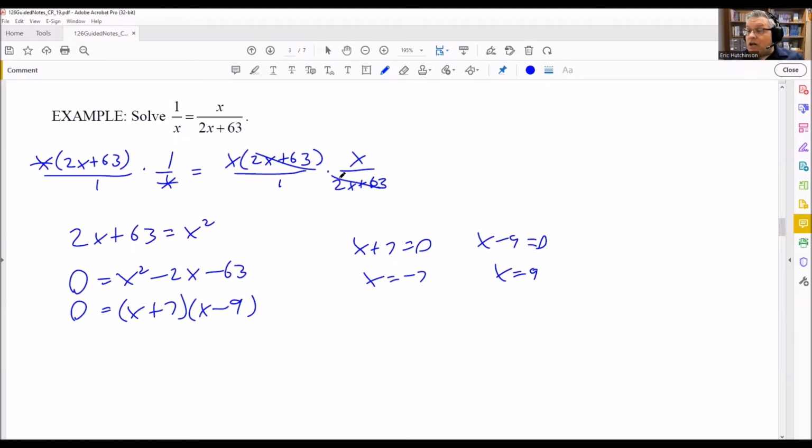Negative 7 and 9, neither one of those cause division by 0. If we put negative 7 in here, negative 14 plus 63 doesn't give us a 0, and then 2 times 9 plus 63 doesn't give us a 0 either. So those would both be our answers, negative 7 and 9.